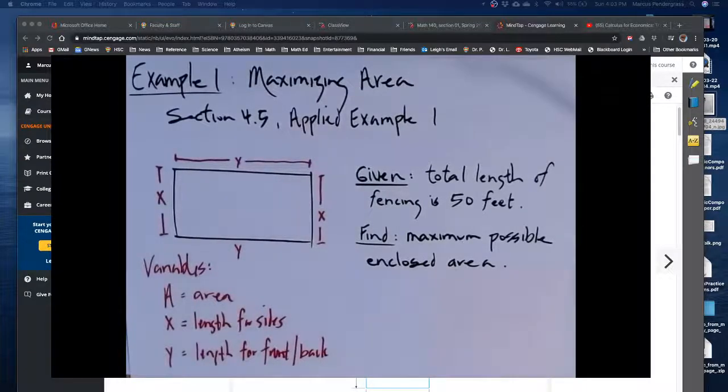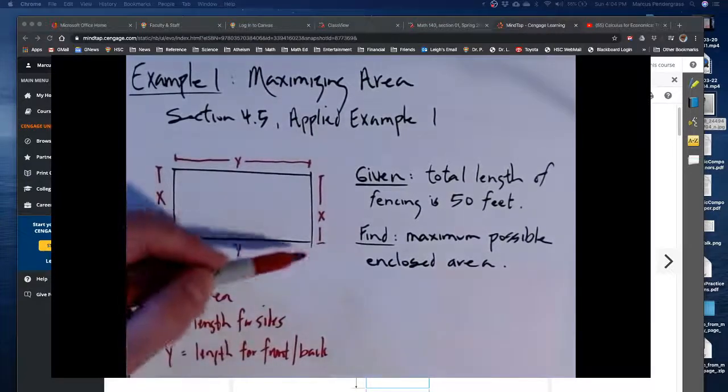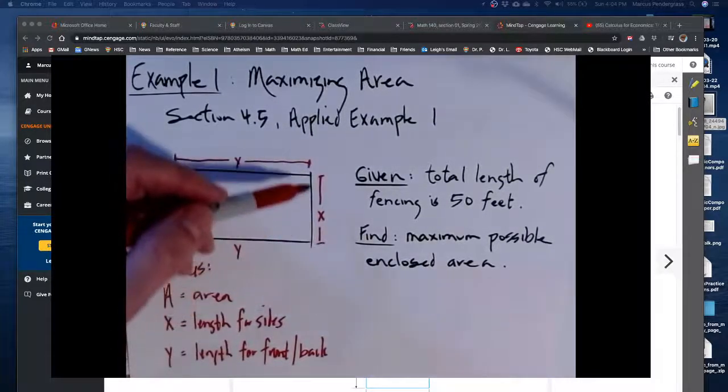So how can we use these variables to help find our way through this problem? Well, one thing we can try to do is express what's given and what we're trying to find in terms of these variables. For instance, we're given that the total length of the fencing is 50 feet, right? And so that would tell us that this entire perimeter has to be 50 feet in length.